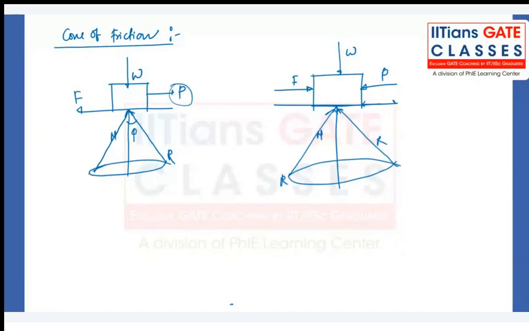Is it clear now? Anyone have any doubt till this? Yeah, okay, good. So if a theoretical question comes, what is the cone of friction? It is basically the cone traced by the resultant when the applied force P is gradually changed through 360 degrees. Okay. Can I move towards the next slide?